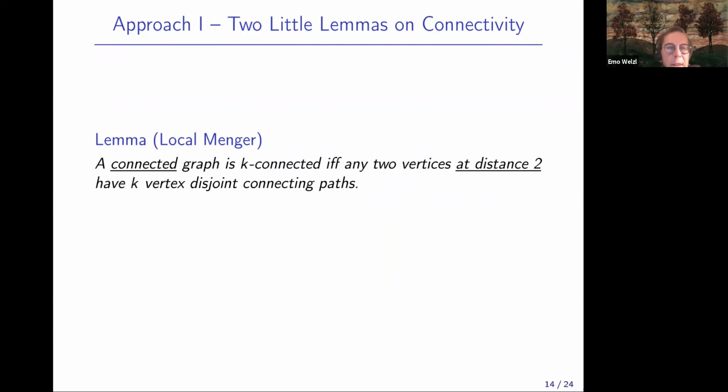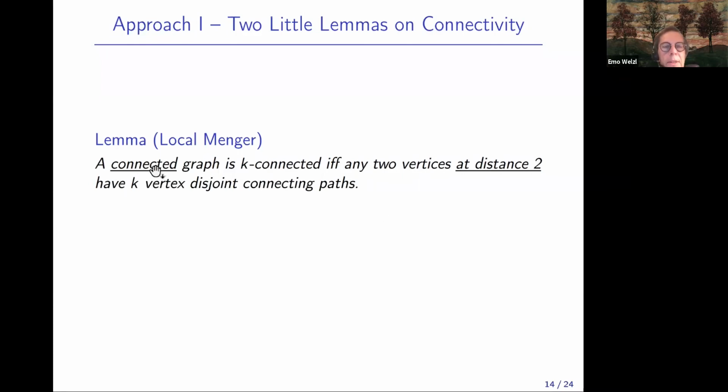So now this is almost like Menger, except that I have to start from a connected graph. So this is what I underlined here. But I have to look only at any pair of vertices at distance 2. So that's enough. I don't have to look at all the pairs in order to get the graph k-vertex connected. It's enough to look at any pair of vertices at distance 2.